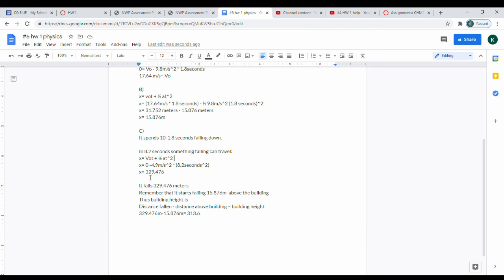fallen. If you plug it in, you get this many meters. So this is how many meters the rock's fallen, but you have to remember that at the beginning we threw it up first. So the actual height of the building is the distance that the rock fell minus the distance above the building it started falling at, which gives you the building height. So you take this number, minus this number, and that should give you the final answer.